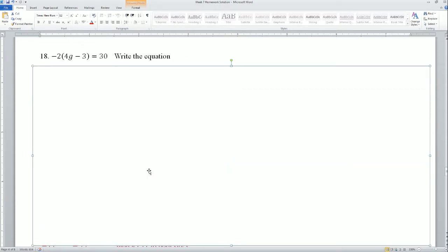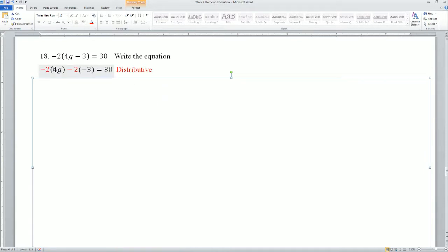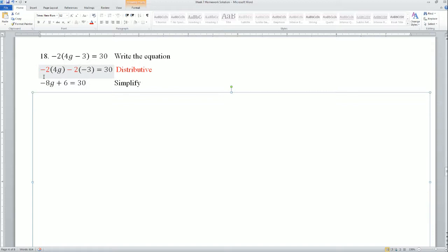18. First step is always to write down the equation. Then we are going to distribute that negative 2 to each term. Negative 2 times 4g, negative 2 times your negative 3. There's 2 terms, so you distribute the negative 2 to both terms. In that process of distributing, I can now simplify. Negative 2 times 4g gets you your negative 8g. Negative 2 times negative 3 gets you positive 6.